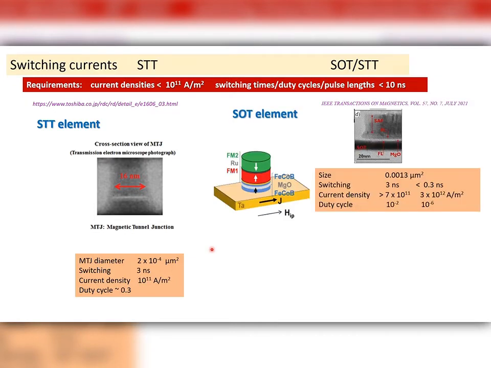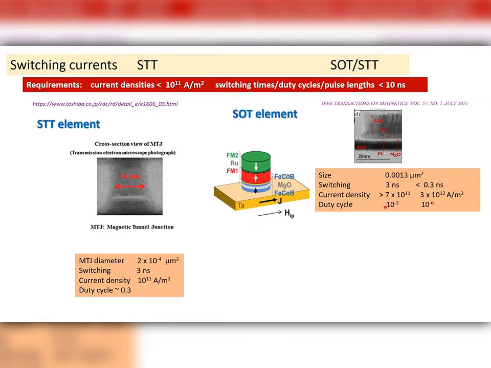For an SOT element with a little bit larger size, you can achieve switching also below a nanosecond, but you see the current density is relatively high, especially for fast switching, which results in a very low and bad duty cycle.